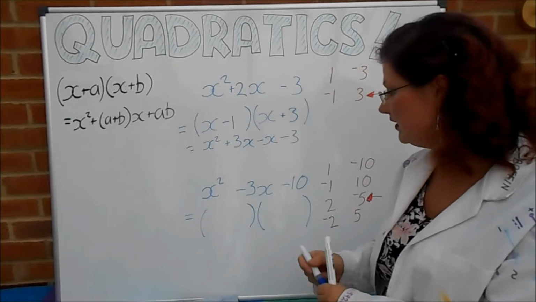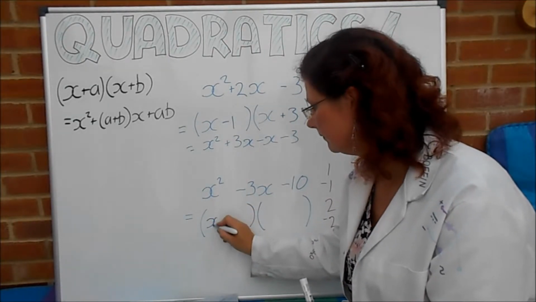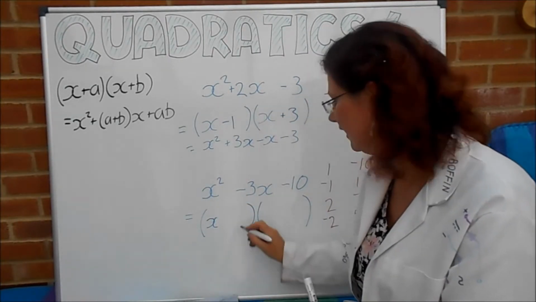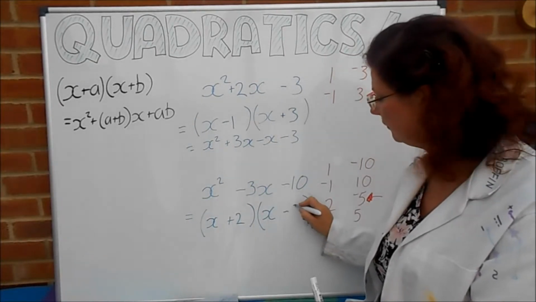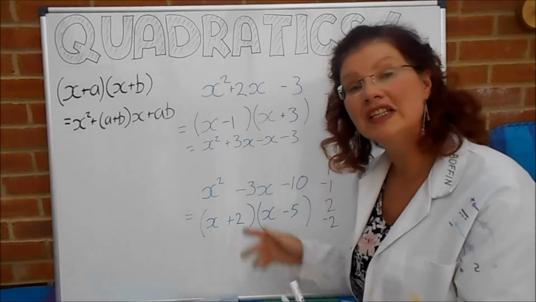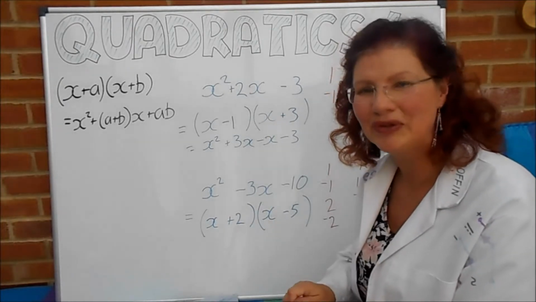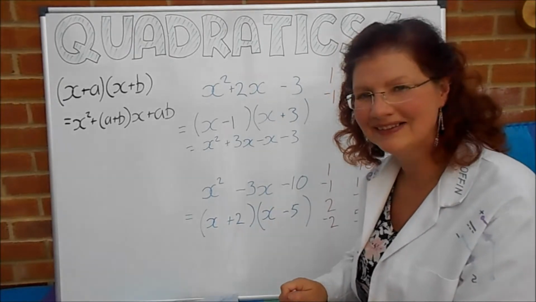So let's pop those numbers in. What do we say? Add 2 and -5. Now if you could please just multiply that out and verify that it's true. Pause the video and do that now, please.